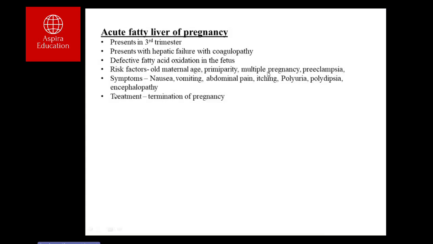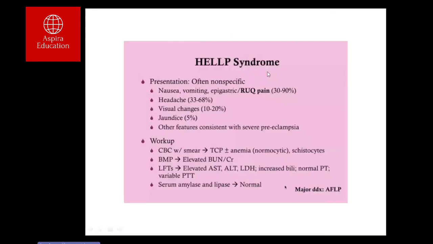HELLP syndrome stands for hemolysis, elevated liver enzymes, and low platelet count. It's a severe manifestation of preeclampsia. Preeclampsia is a condition where you have hypertension in pregnancy, which begins after the 20th week of gestation. Now, severe preeclampsia can lead to HELLP syndrome. Here, the patient may present with nausea, vomiting, epigastric or right upper quadrant pain, headache, visual changes, and jaundice. There could also be other features consistent with severe preeclampsia.